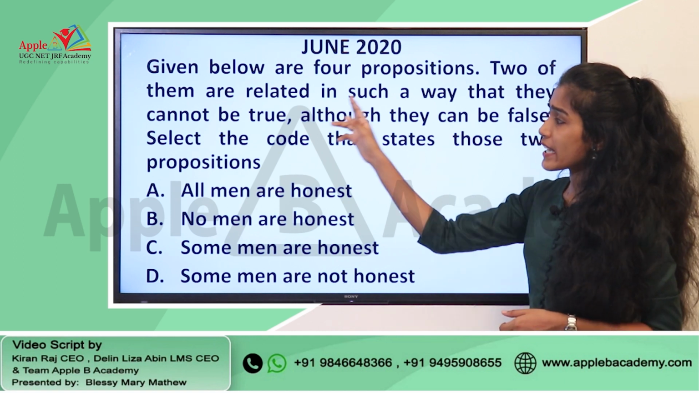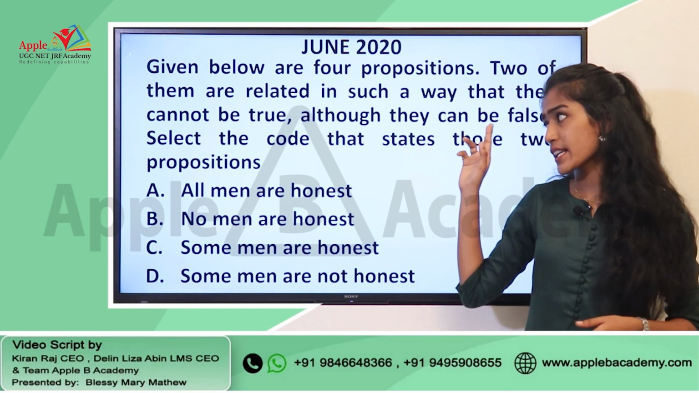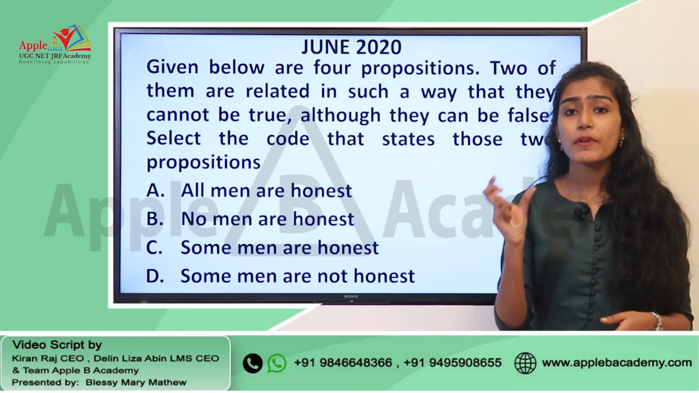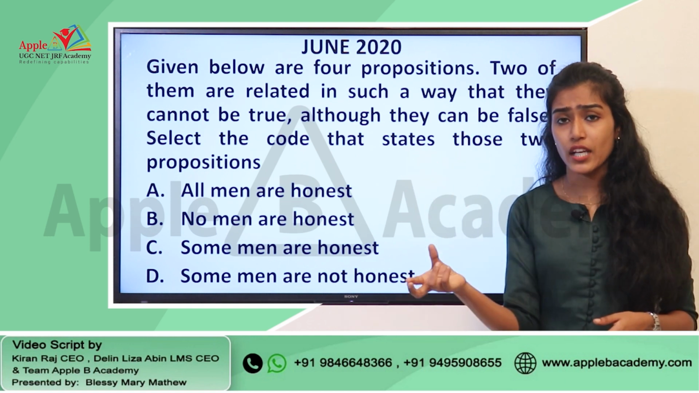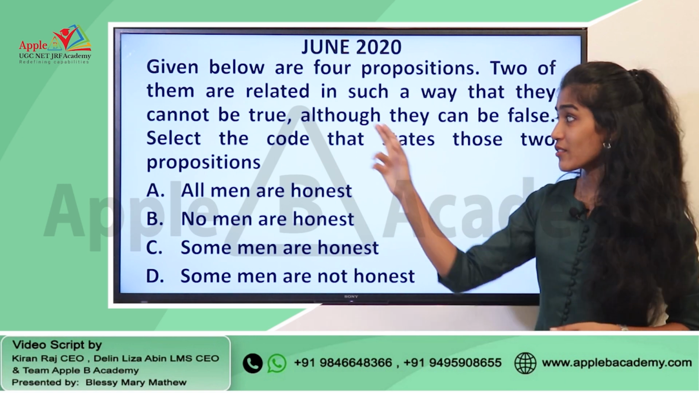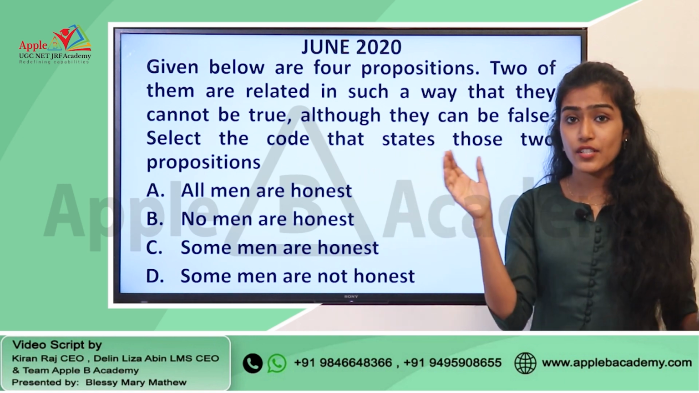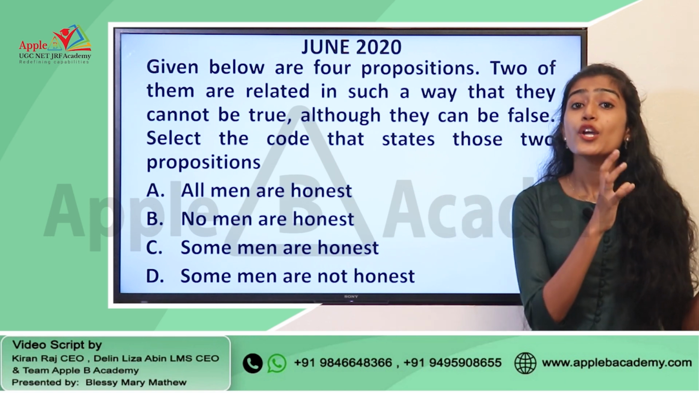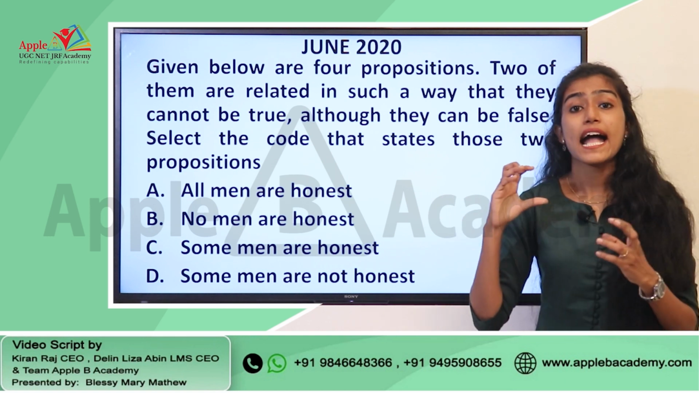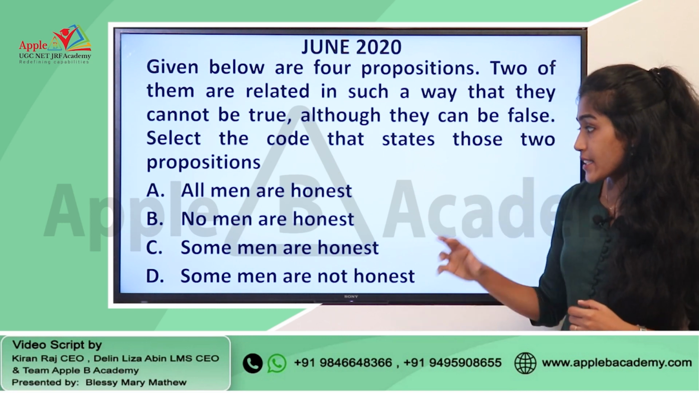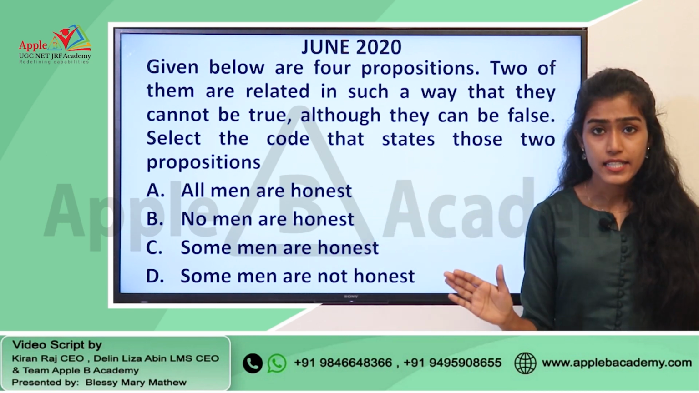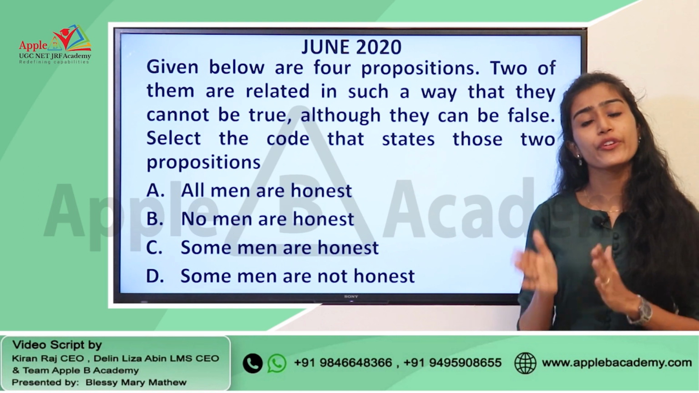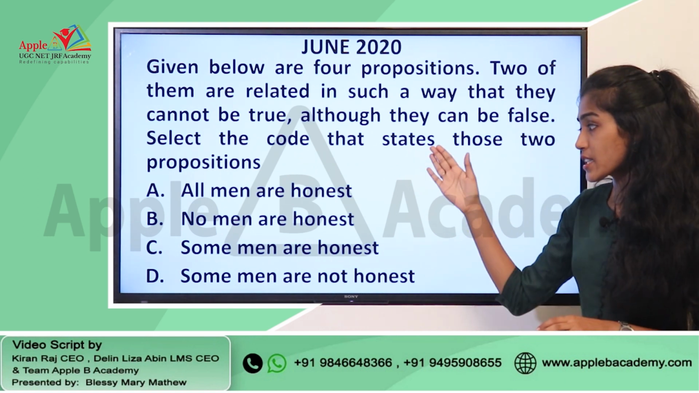So if you consider the nature of the relationship given here, it says that the statements cannot be true together, but they can be false together. So they are contraries. This relationship stands for the relationship between the contraries, right? So which are the contrary statements? We have universal affirmative and universal negative. So you have to simply find out the universal affirmative and universal negative propositions from the following.